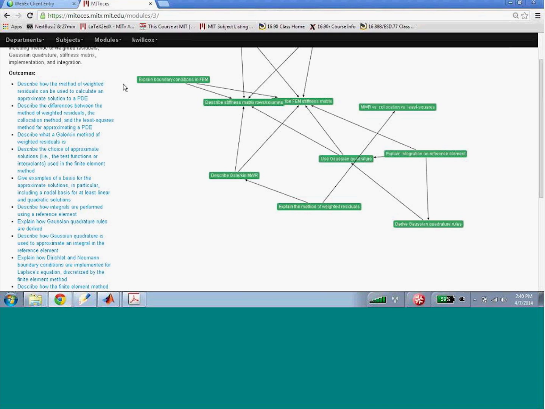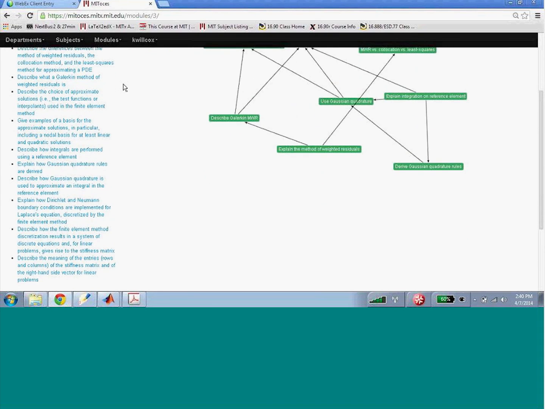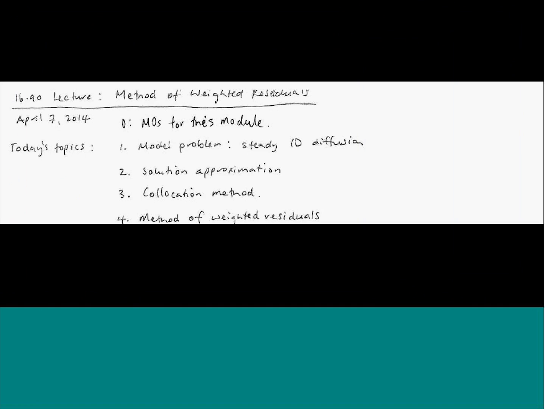But, you know, for example, describe how the method of weighted residuals can be used to calculate an approximate solution to the PDE. We're going to cover that today. Then be able to describe the differences between the method of weighted residuals and the collocation method and the least squares method for approximating a PDE. So there's a lot of really specific outcomes. I think there's probably about 12 outcomes that are associated with this module. Go and take a look at them, and I think that'll also help you divide up the material and think about what it is that you need to be able to do.